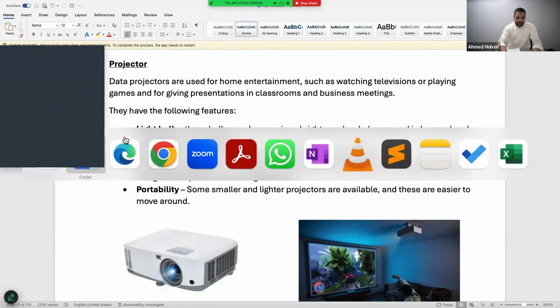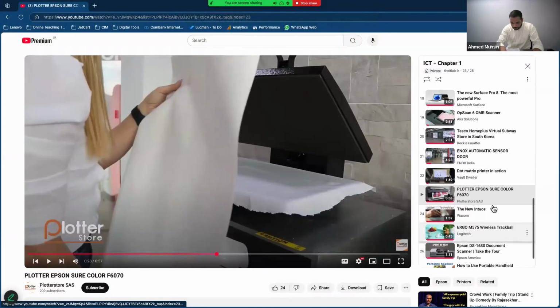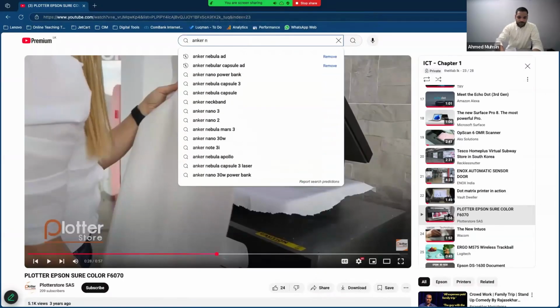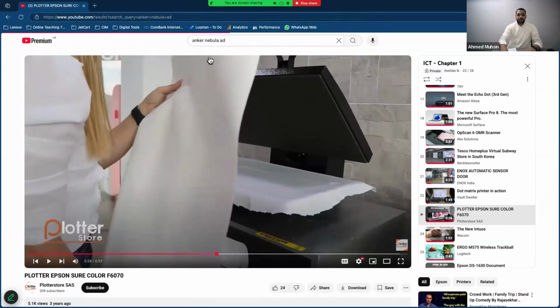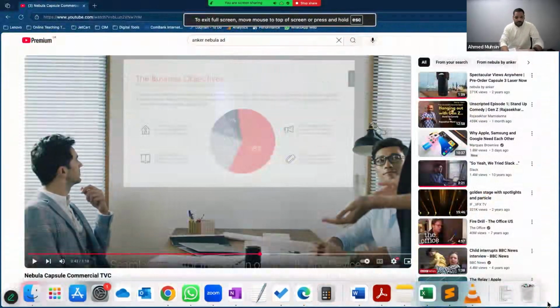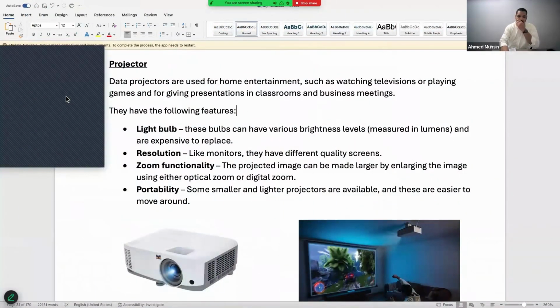Let me see if I have a video over here for that. Everybody over here. The Anchor, everyone check this out. Nebula ad. Guys, can you check this projector out? Extremely portable. Can you guys go through the four factors again?